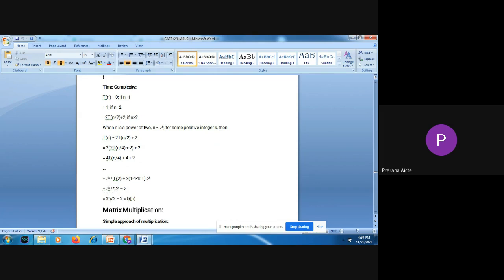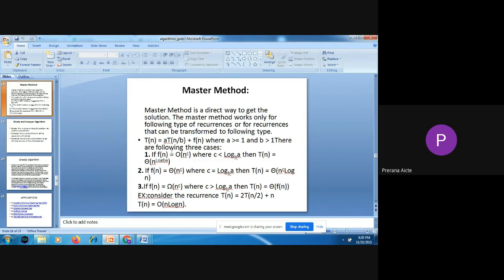To solve it, we put n equal to 2 power k, n equal to b power k, and substitute. Here the b value is from the actual general equation, T of n equal to a into T of n by b plus f of n, which is how we represent it. So if you want to solve the recurrence relation using the master method, the general form of the recurrence relation is T of n equal to a into T of n by b plus f of n. We are going to have three cases.